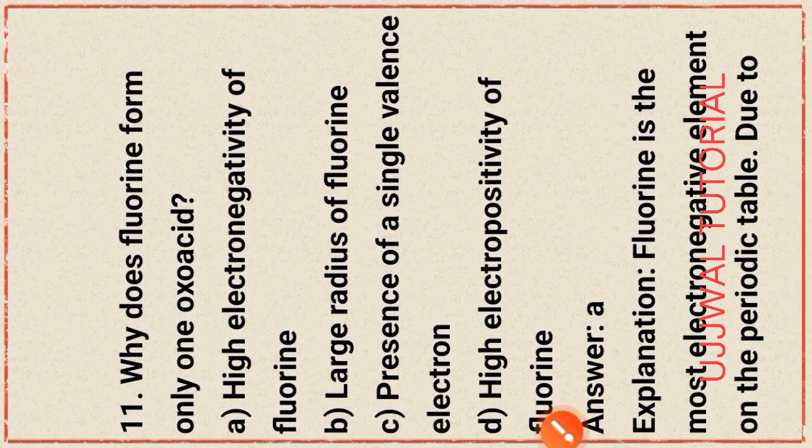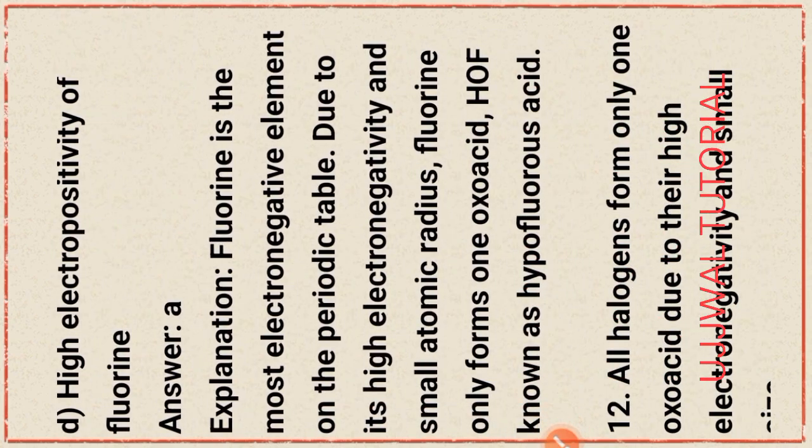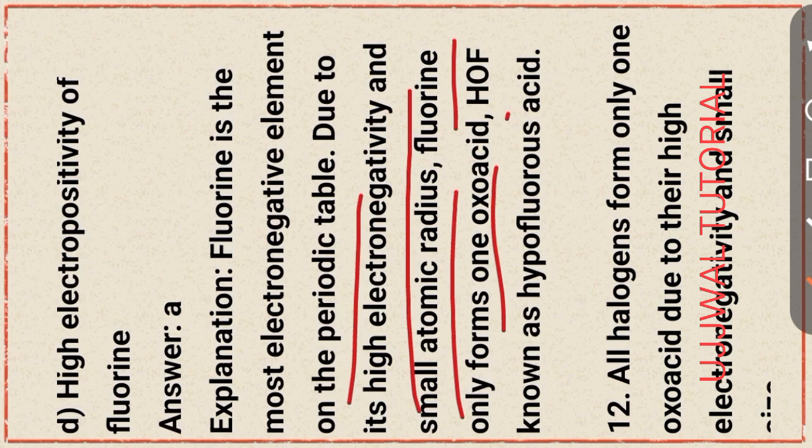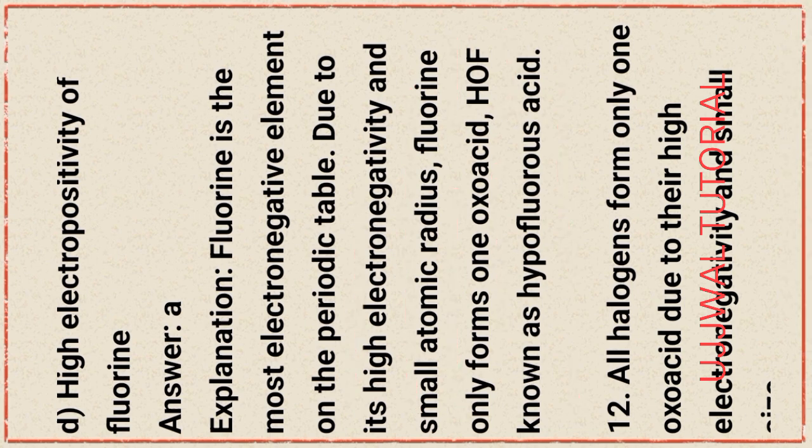Explanation for this part: fluorine is the most electronegative element on the periodic table. Due to its high electronegativity and small atomic radius, fluorine forms only one oxo acid, that is HOF, known as hypofluorous acid.